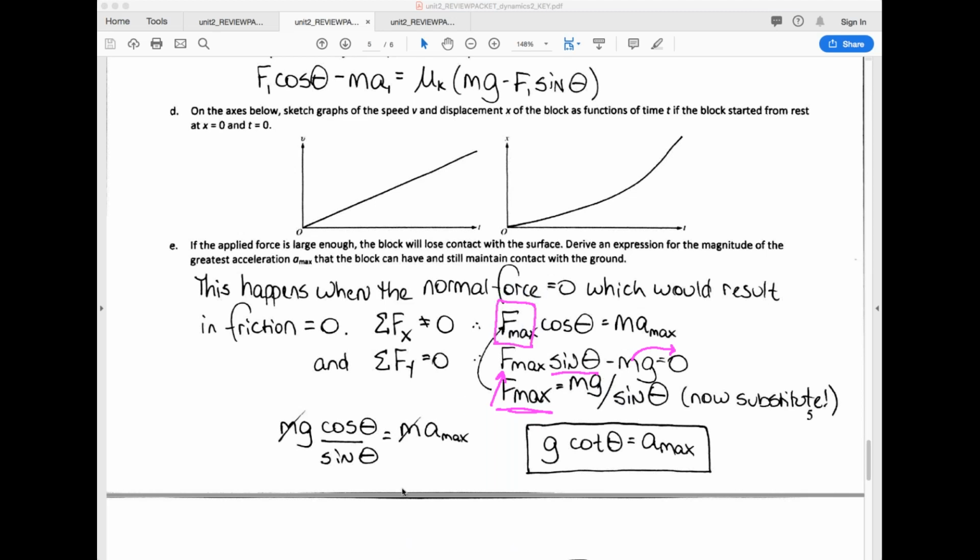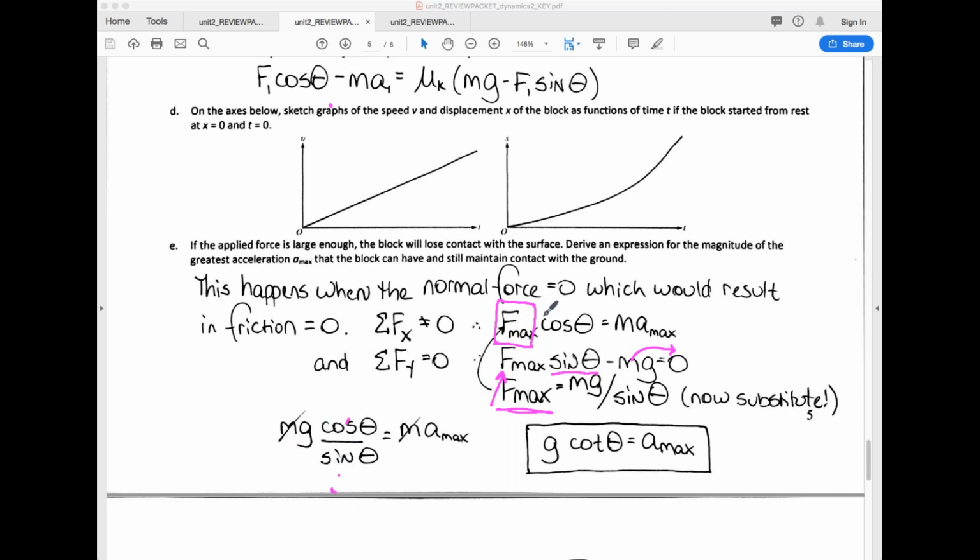This is more algebraic cleverness and savviness than it is being a physics student at this point. So we get mg over sine theta times cosine theta. That's really what happens. We get cosine theta over sine theta. If it were sine theta over cosine theta, that would be tangent theta. Cosine theta over sine theta is cotangent theta.